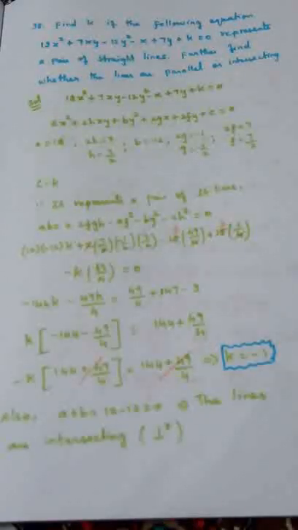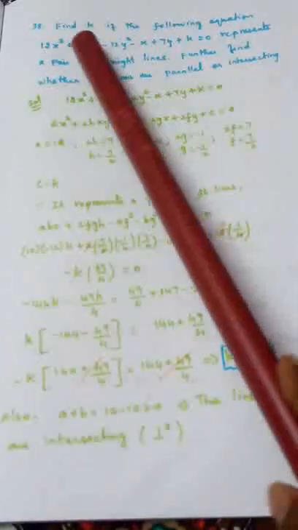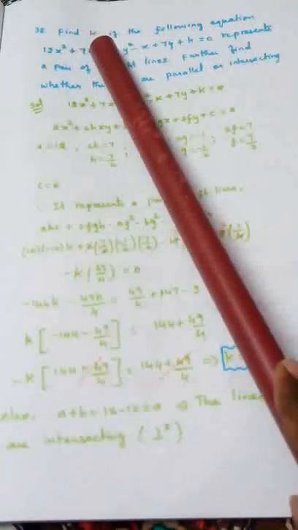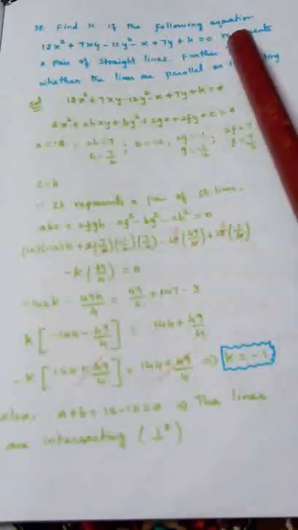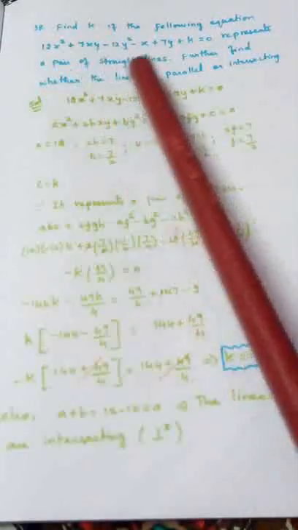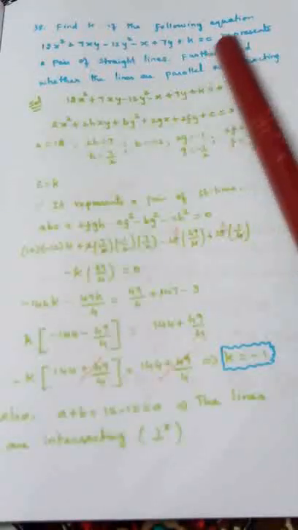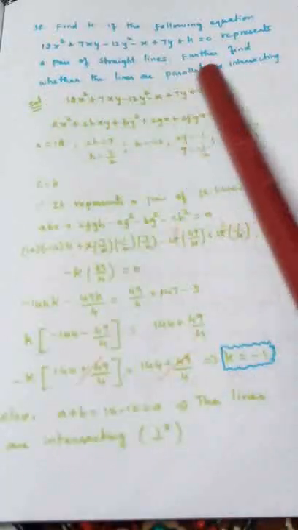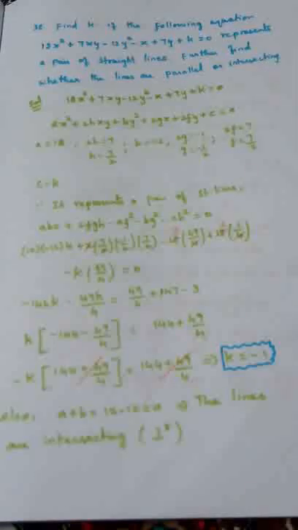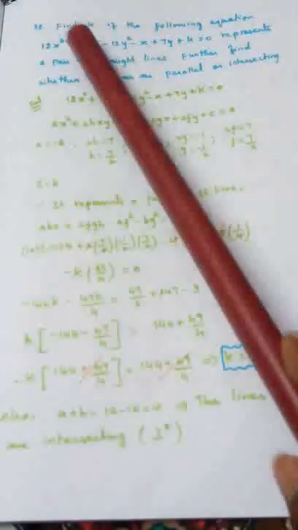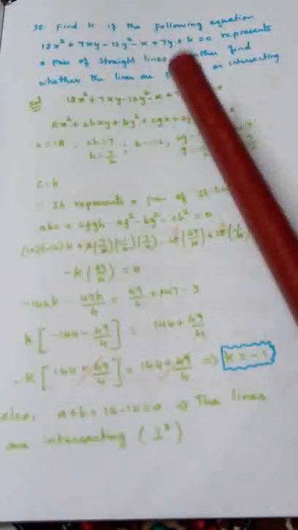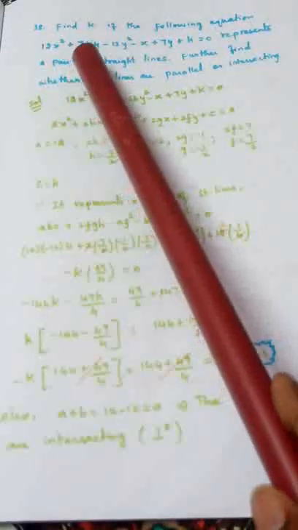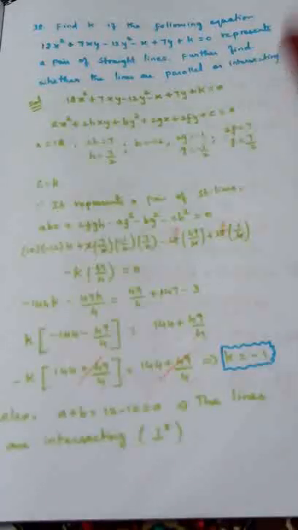Problem number 38. Find k if the following equation represents a pair of straight lines. Further, find whether the lines are parallel or intersecting. I repeat, find the k value if this equation is a pair of straight lines. Further, find out whether the two lines are parallel or intersecting.